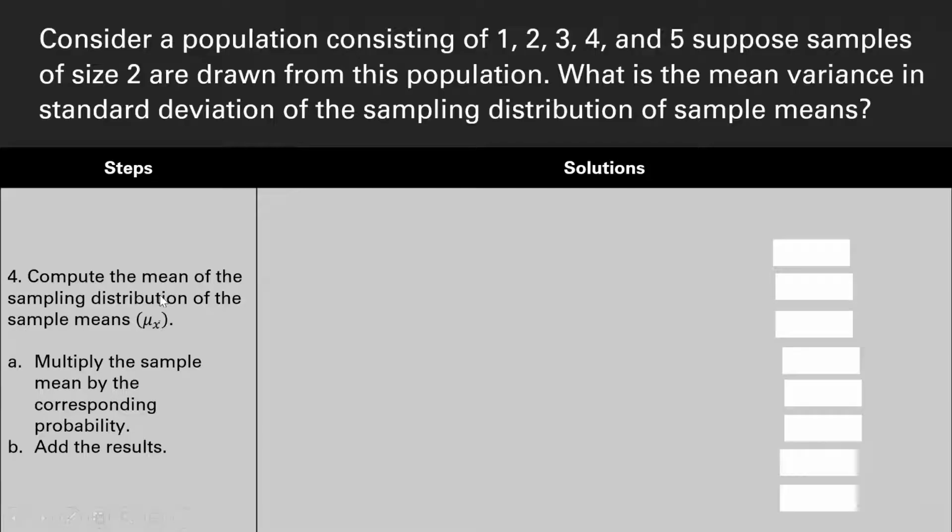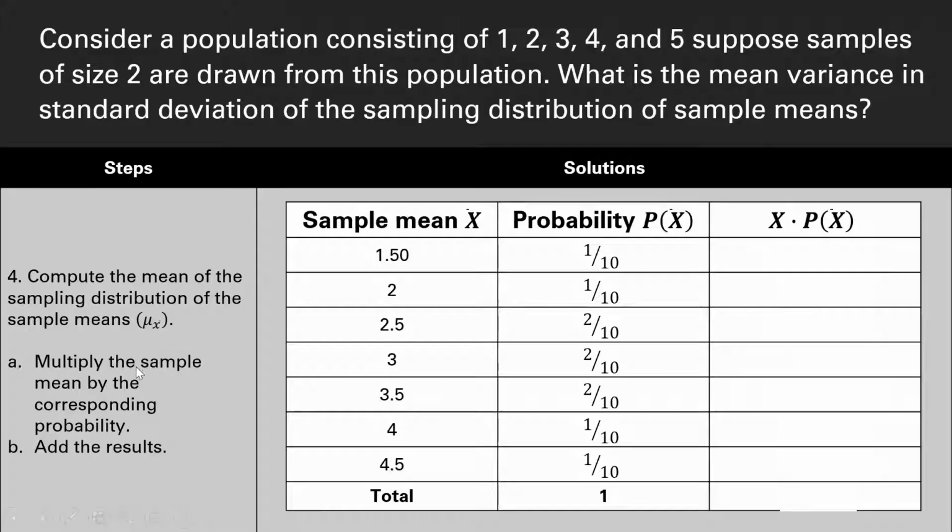Next step is to compute the mean of the sampling distribution of the sample mean. How are we going to do that? We're going to multiply the sample mean by the corresponding probability, and we're going to add the results. So that is 1.5 times 1 over 10 is 0.15. 2 times 1 over 10 is 0.2. 2.5 times 2 over 10 is 0.5. 3 times 2 over 10 is 0.6. 3.5 times 2 over 10 is 0.7. 4 times 1 over 10 is 0.4. 4.5 times 1 over 10 is 0.45. Then the last step is to add the results.